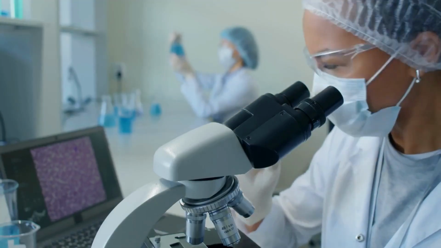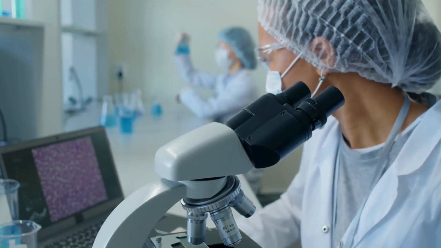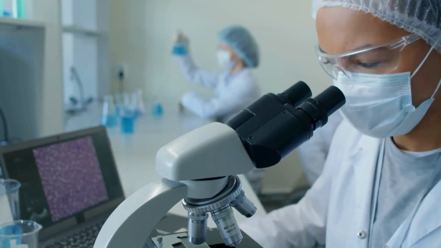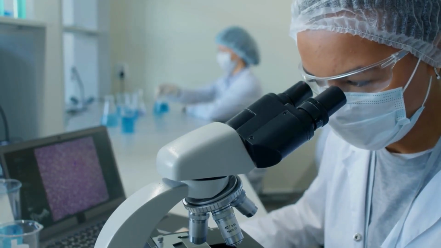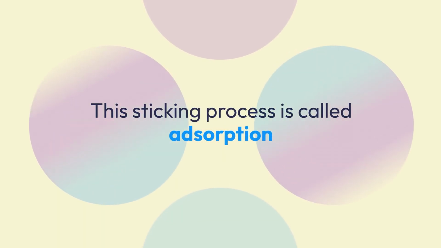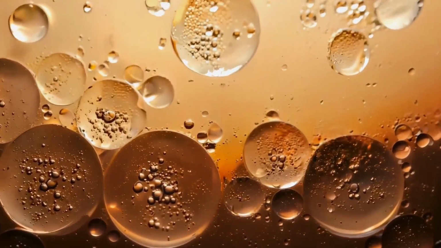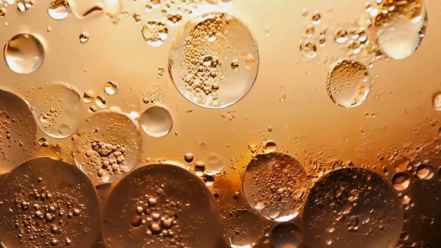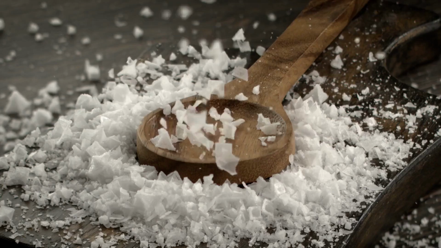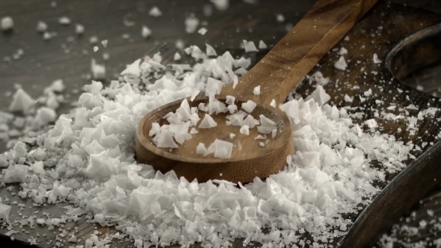When a mixture passes over this stationary phase, the different components in the mixture stick to these active sites with varying strengths. This sticking process is called adsorption. It's like different magnets having different strengths when trying to hold onto metal pieces. Some molecules will adsorb strongly and move slowly. Others will adsorb weakly and move faster.